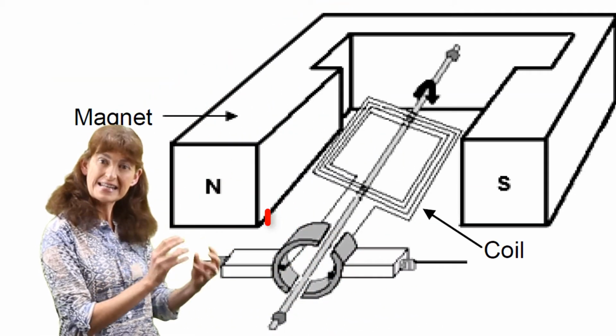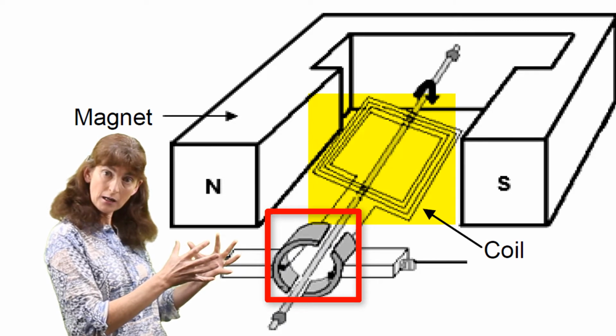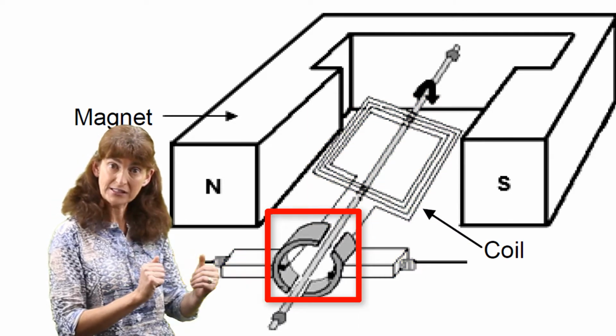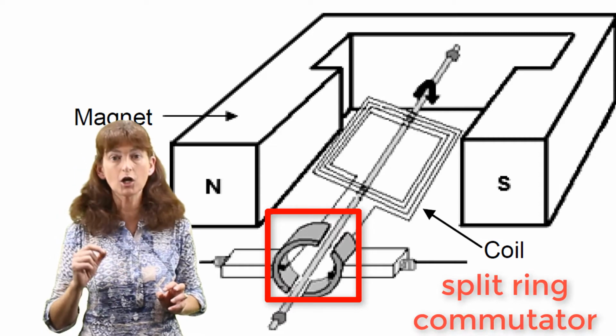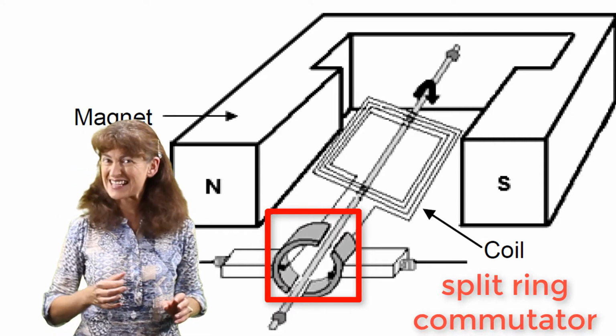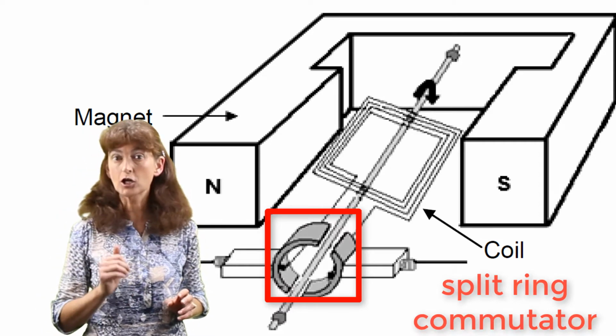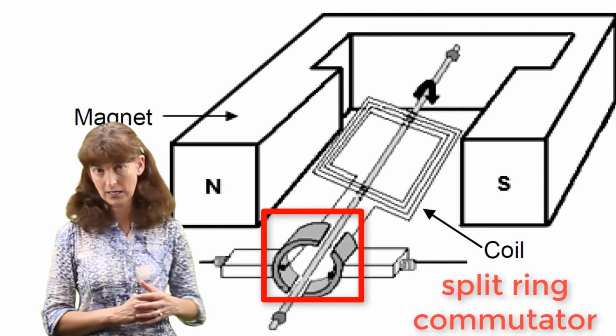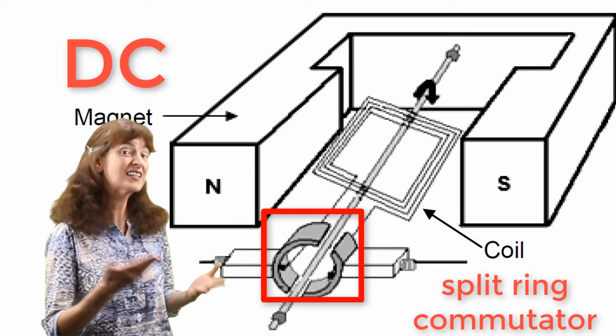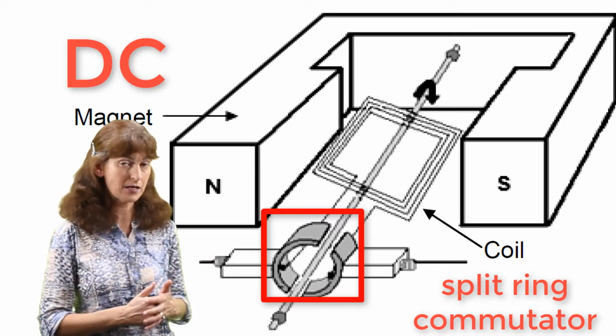How do we decide which one it is? We look at the connection between the armature and the external circuit, and we see that it is a split ring commutator, not a slip ring commutator. And the fact that it's a split ring commutator tells us that this is a DC, direct current generator.